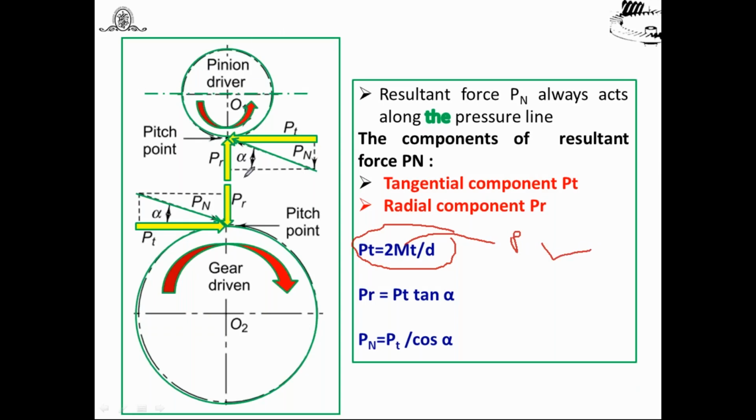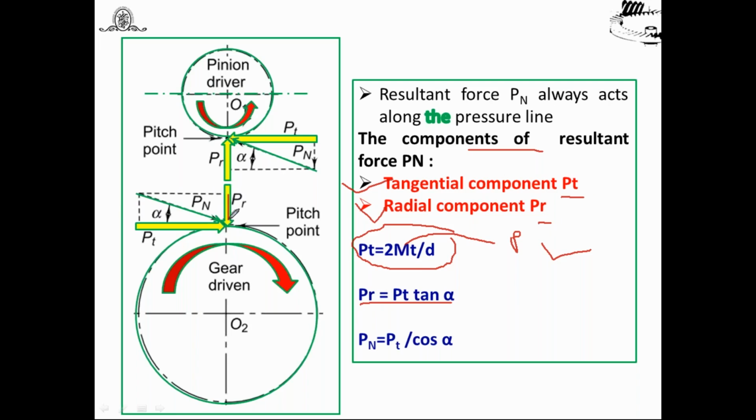Look at the same figure I have constructed. This is the PR, this is the PT, this is the PN at the pitch point. Similarly, this side also PT. Only one thing you have to remember: this resultant force PN has two components in the case of spur gears, tangential and radial, that is PT and PR. How to find out the PR and PT? If you refer to this simple diagram, you can easily find out.